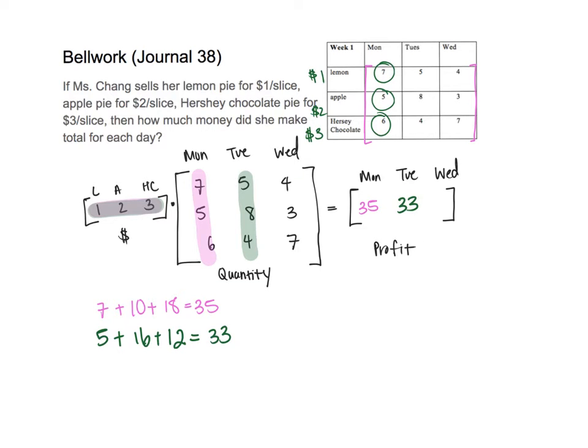And then last but not least, I'm going to multiply again the prices with the third column, which is Wednesday. In the same way as before, 1 times 4 is $4. $2 times 3 apple pies gives me $6, plus 3 times 7 is $21. If I add them all up, it is $31. So on Wednesday, I made $31. And you can see here, I've figured out my profits using matrix multiplication.